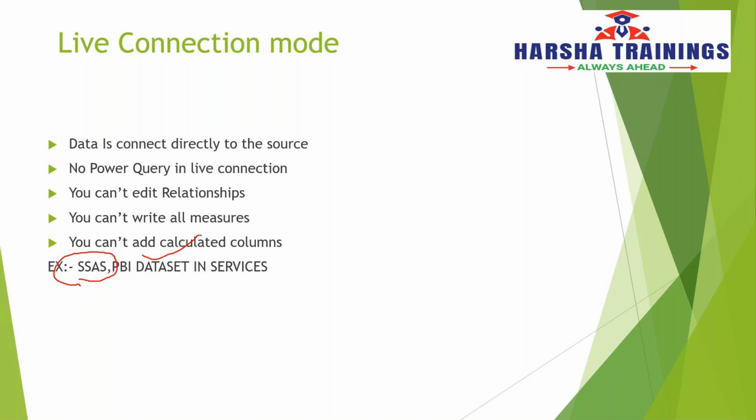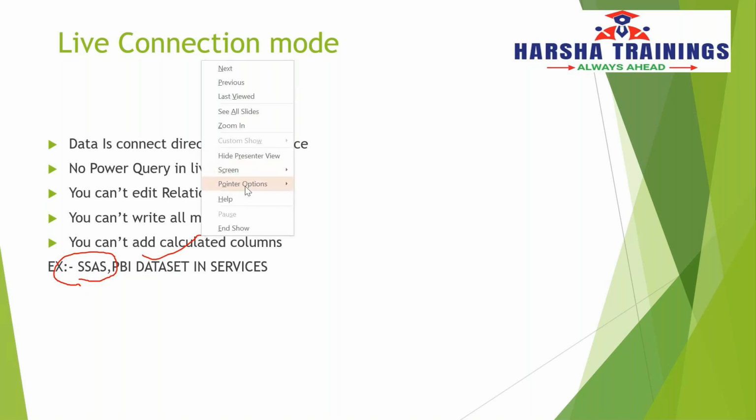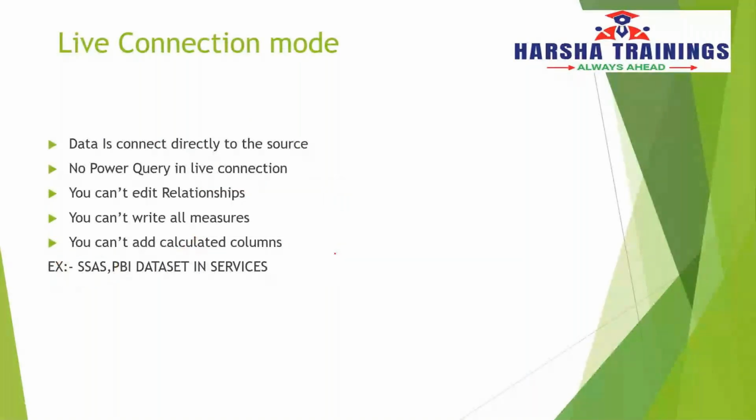Is that clear, everyone? What connectivity modes are available, the differences between each connectivity mode, what we can do and what we can't do with each, what the advantages and drawbacks are, and what example data sources exist for each connectivity mode. Everyone clear, right? Any doubts so far? Any doubts?